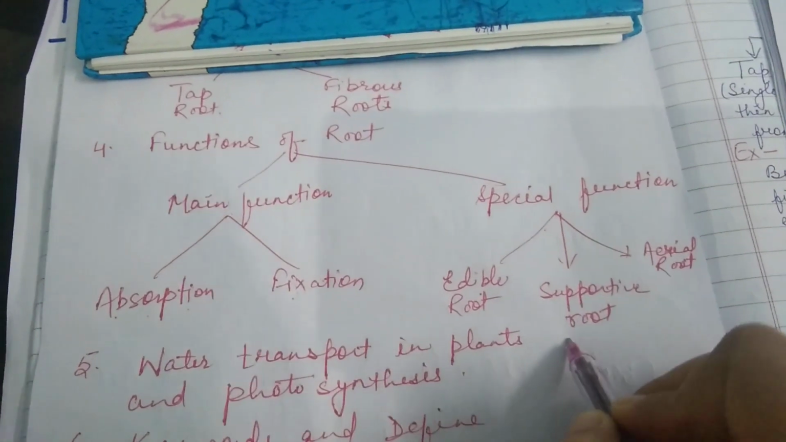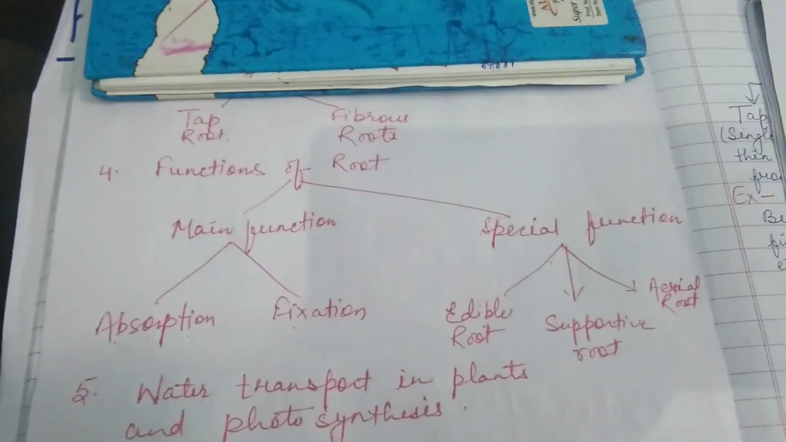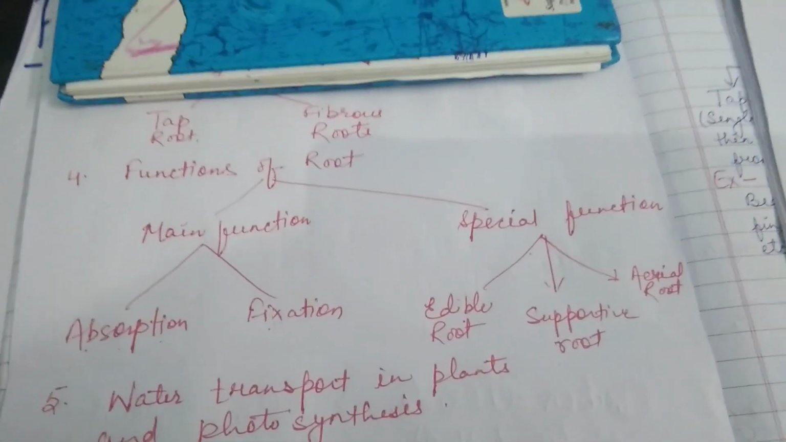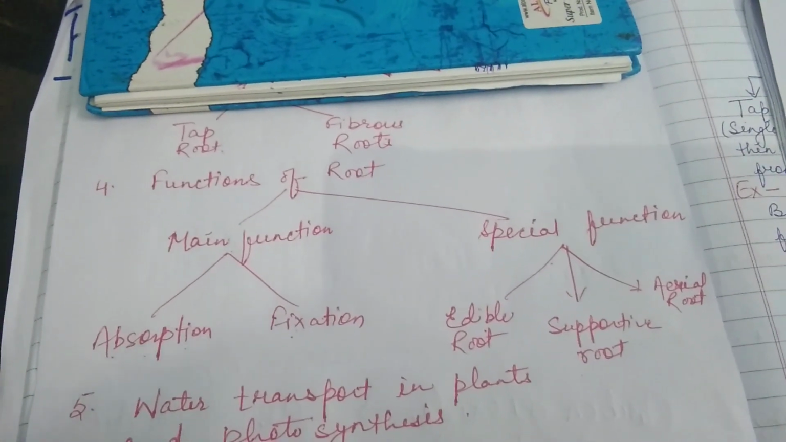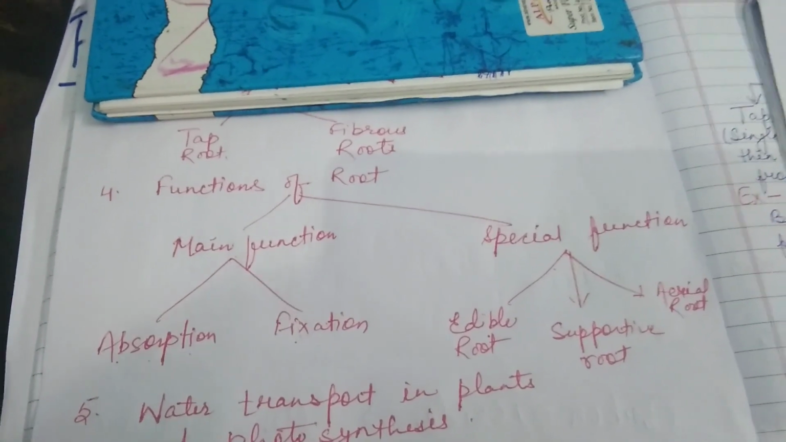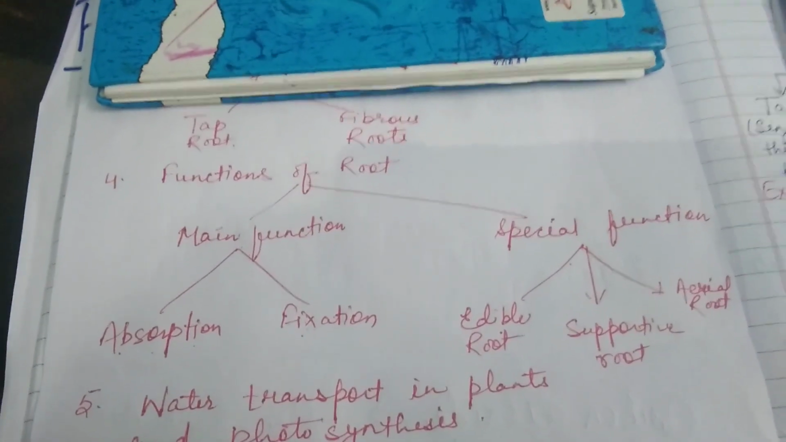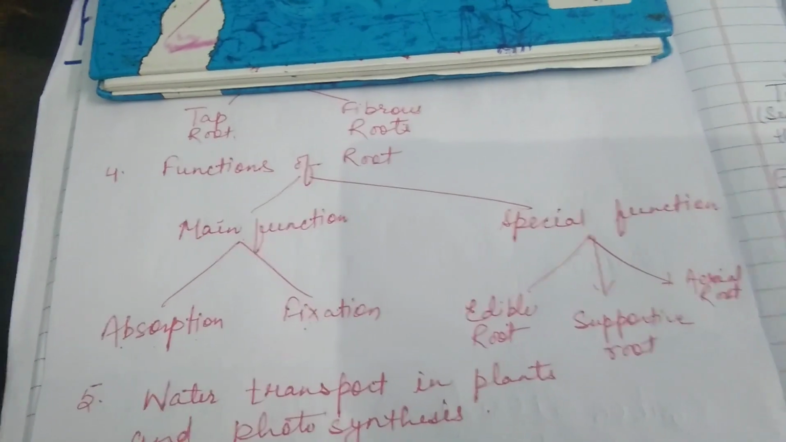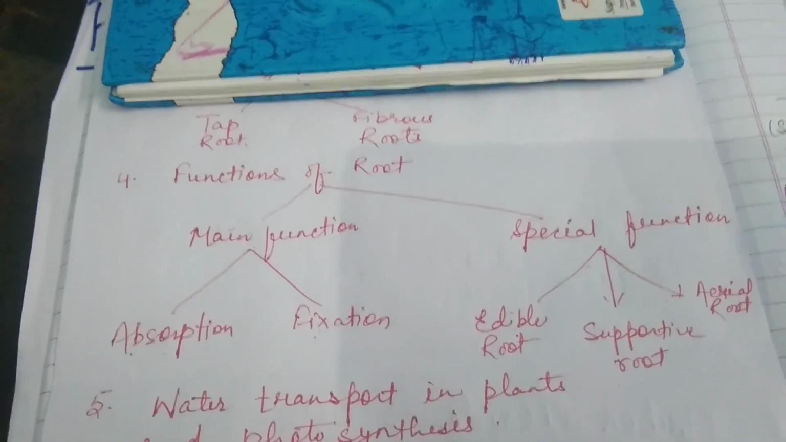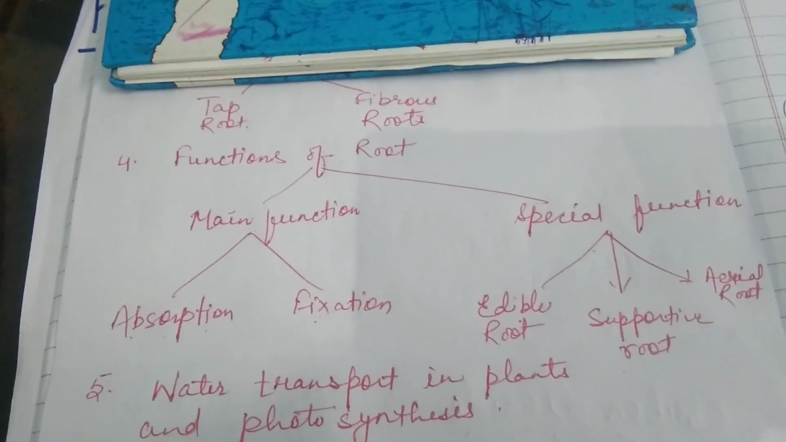Second is supportive root. In some plants we can see that roots arise from above the soil to give extra support to the plants. The common examples are maize and banyan.